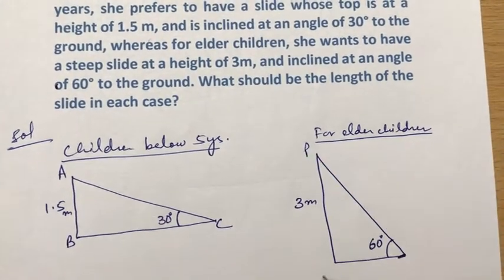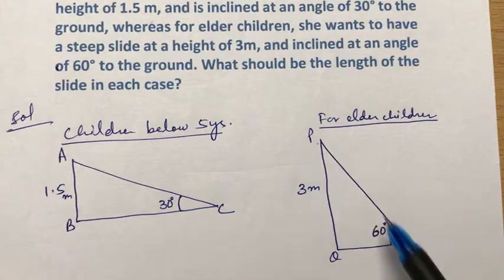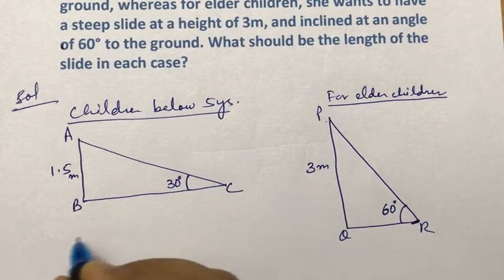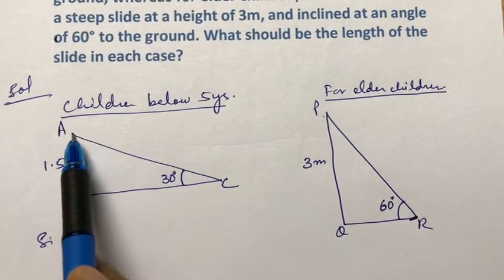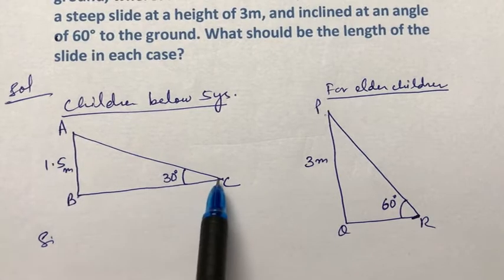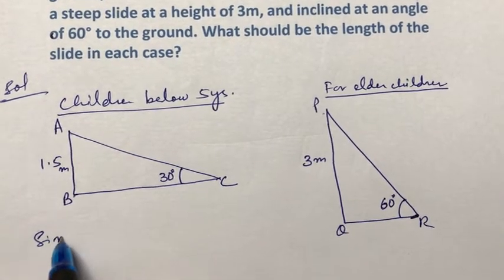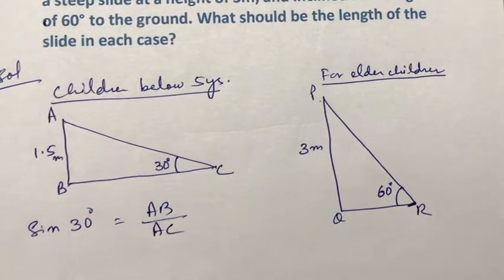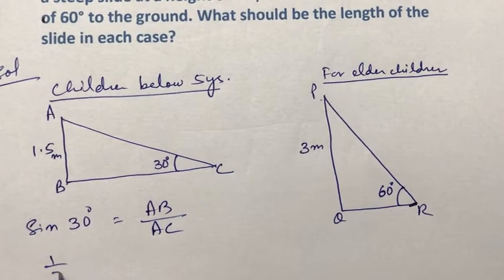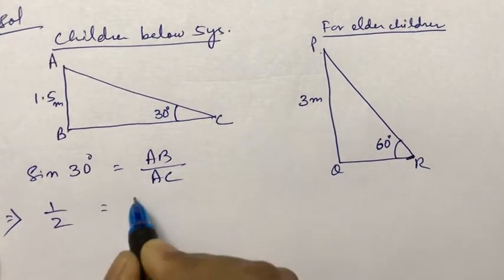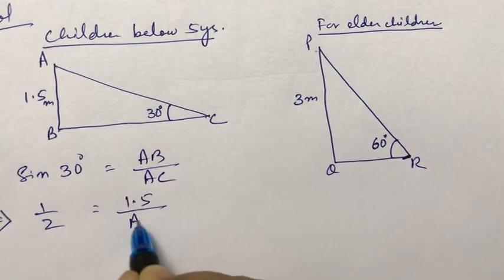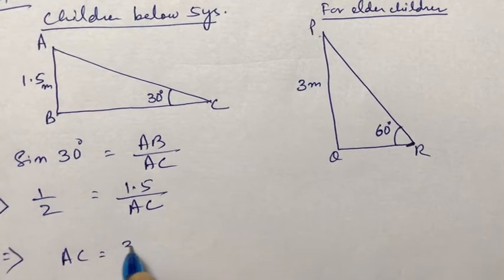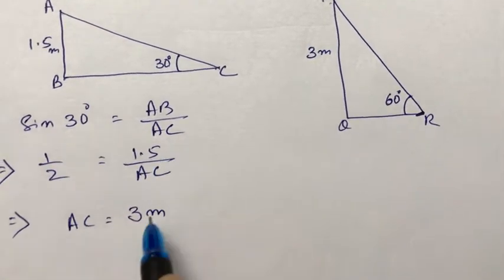And if it is P, Q, R, then what is PR? This is the length of this side. So let me do this one first. In this particular triangle, this is C. We have the perpendicular, and we want to find out the hypotenuse. So very simple, sin 30 is equal to AB by AC. What is sin 30? It is 1 by 2. It is equal to, what is AB? 1.5 by AC, or I can write AC is equal to 3 meter, because 1.5 into 2 is 3 meter.